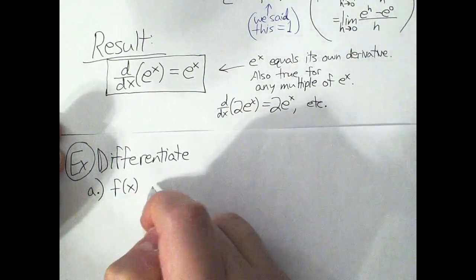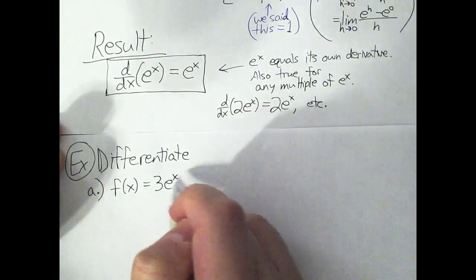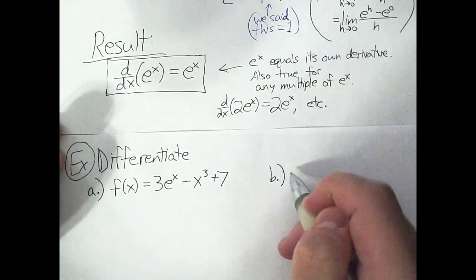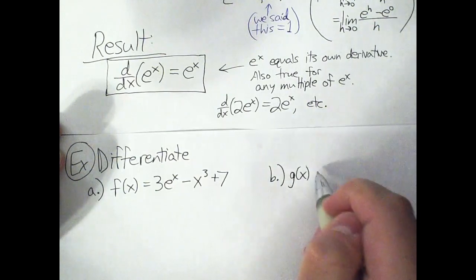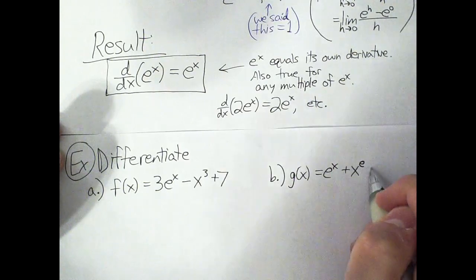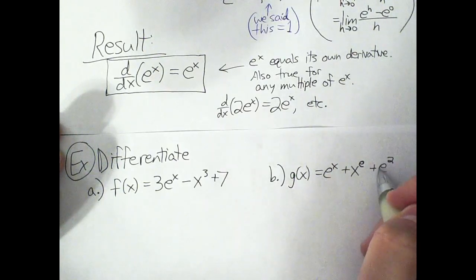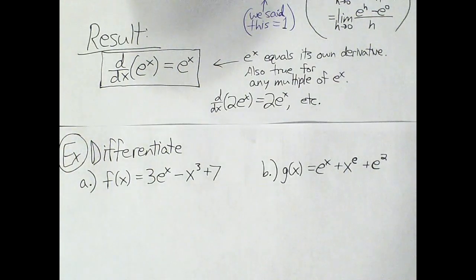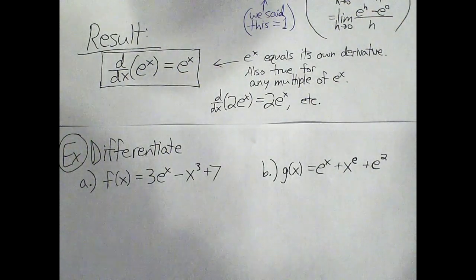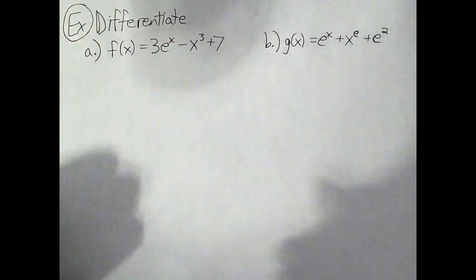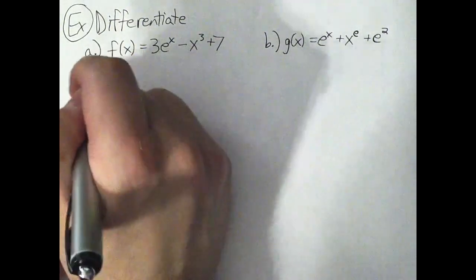Part A, f of x equals 3e to the x minus x to the 3 plus 7. And part B, g of x equals e to the x plus x to the e plus e to the 2. So I'd like you to take a minute and try both of these and maybe pause the video and give it a shot. All right, so let's work on these right here. So solution.